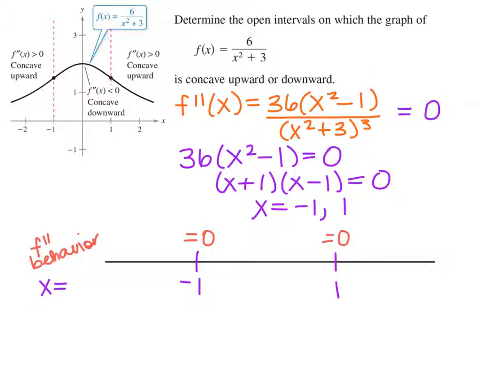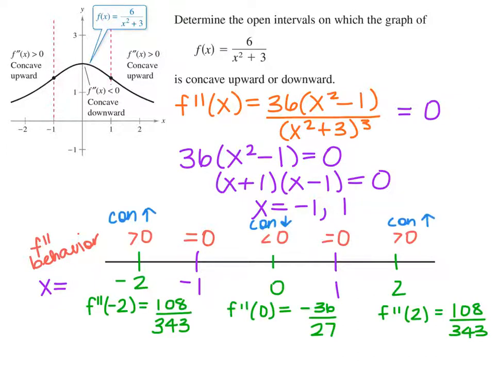I'm able to factor x squared minus 1 to get positive and negative 1 for my x values where the second derivative is going to equal 0. So I'm going to test numbers in between and see what I get. The numbers I tested were negative 2, 0, and 2. I plugged them into this function right here, the second derivative.